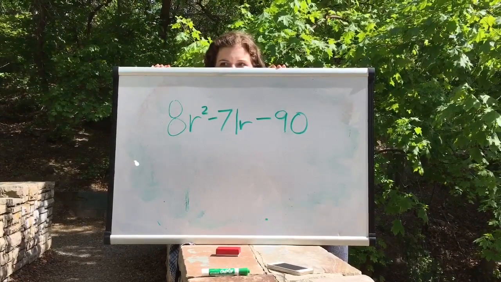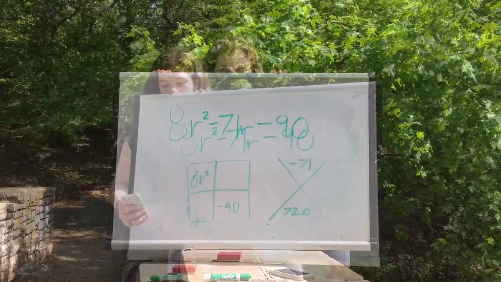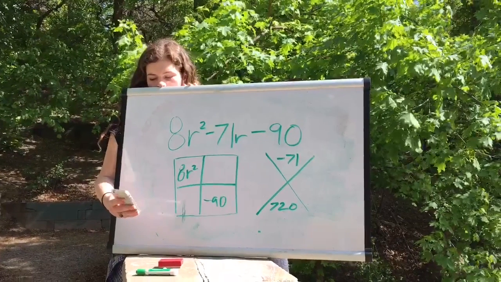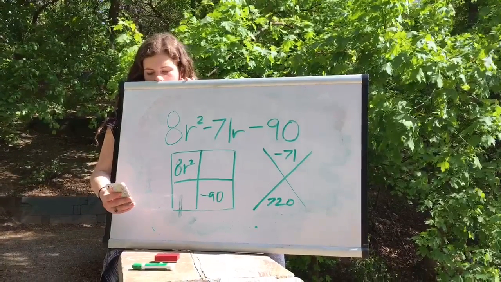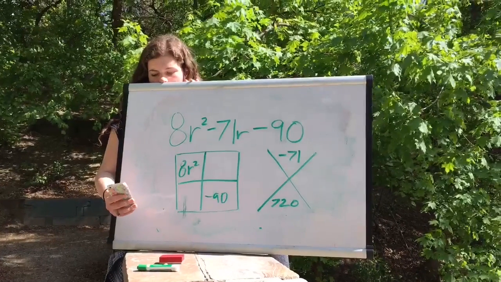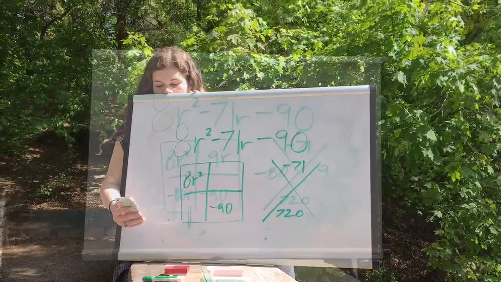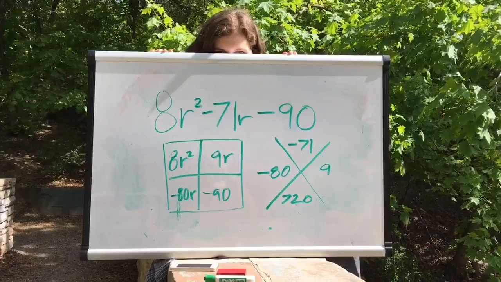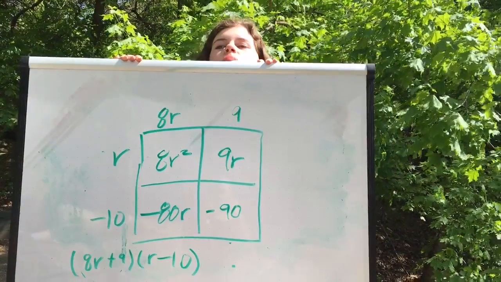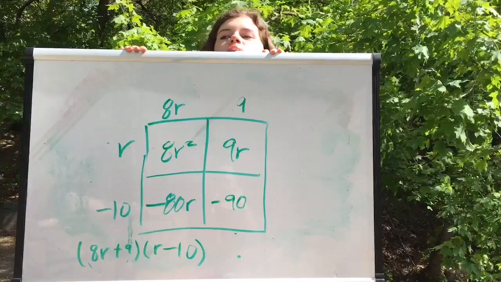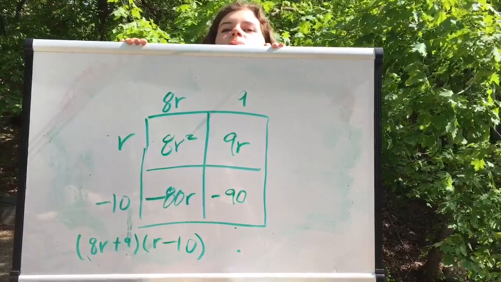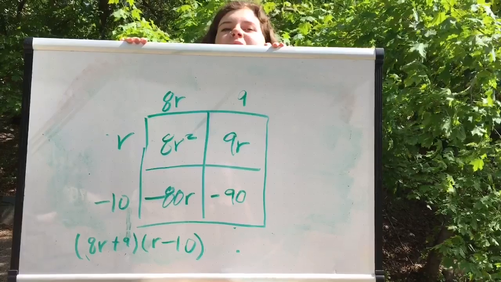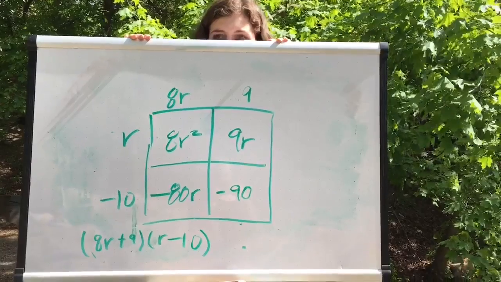This type of factoring involves a box. Then you're going to make a box and put the a and c variables in each corner. You're also going to make an x diagram and put b and a times c in it. Once you do that, you have to find which two numbers multiply to be 720 and add to be negative 71. After you've figured that negative 80 and 9 are your two numbers, you put them in the spaces remaining in the box, and figure that 8r can be taken out of 8r squared and negative 80r, 9 can be taken out of 9r and negative 90, and so forth.